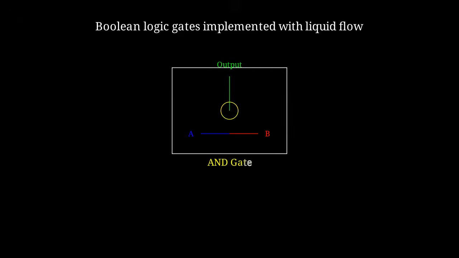Here's a schematic of a microfluidic gate. Two input channels A and B feed into a small chamber. The output channel is at the top with a narrow opening that requires the chamber to be full before liquid reaches it. Both A and B must deliver liquid for the output to activate.